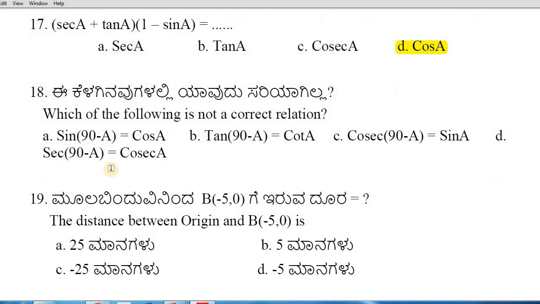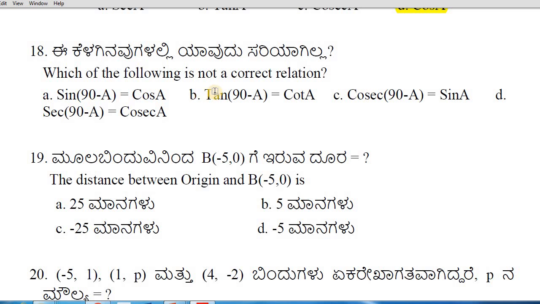18th question. Which of the following is not a correct relation? This is based on complementary angles, children. If you know the formula, you can easily go through this. Option A, sin 90 minus A equals cos A. It is correct. Tan 90 minus A is equal to cot A. It is also correct. Cosec 90 minus A is equal to sec A. But they have given sin A. Hence, this is wrong. So, for this question, option C is correct.